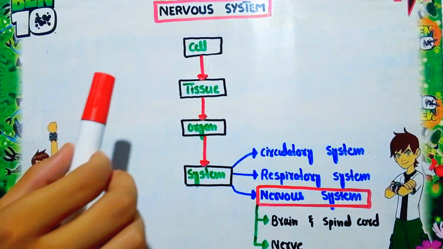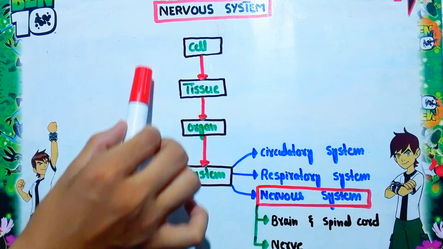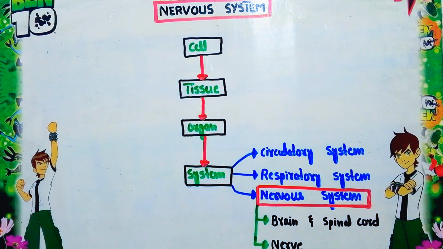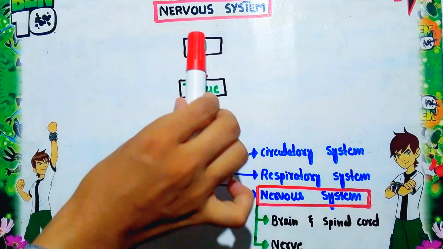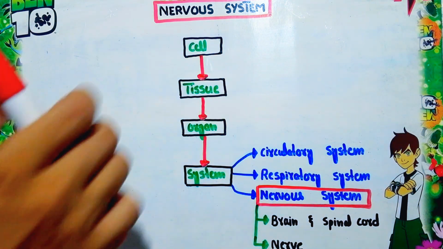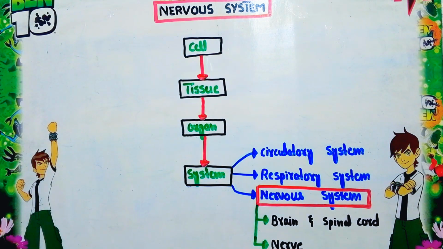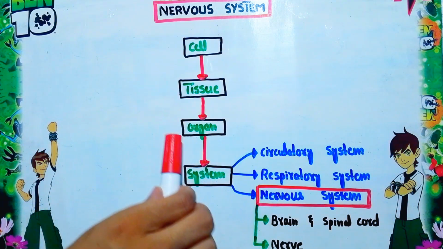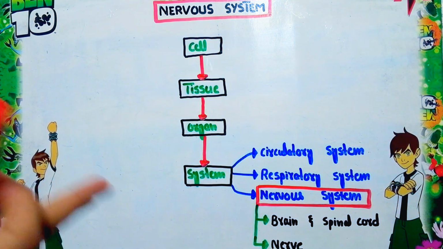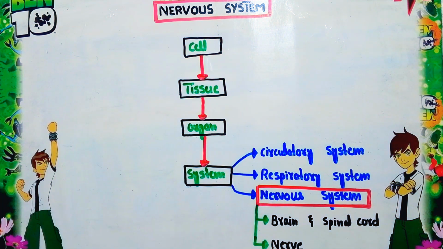Now, when cells of the same type combine, they perform a specific function in our body. This group of cells that perform a specific function is called tissue. When the same type of tissues combine with each other, they perform a specific task or function in our body. This group of tissues is called an organ. The best examples are the kidney, brain, and heart. These are examples of organs.